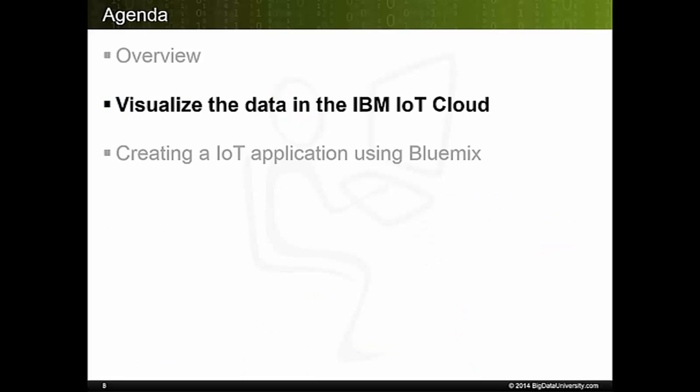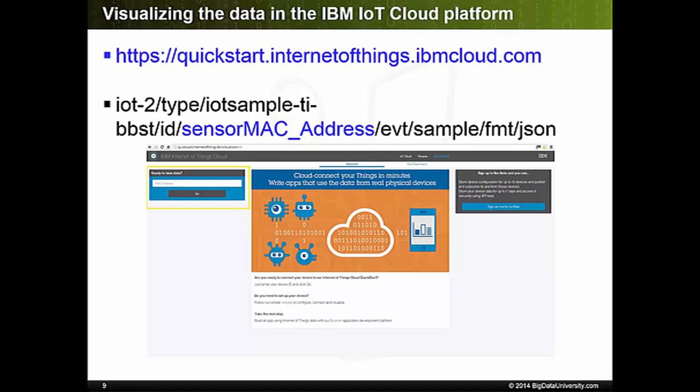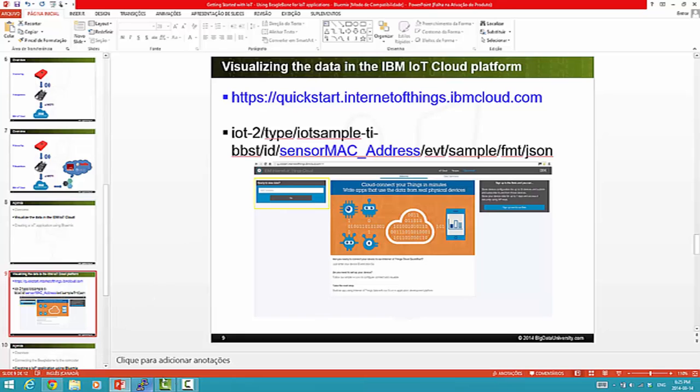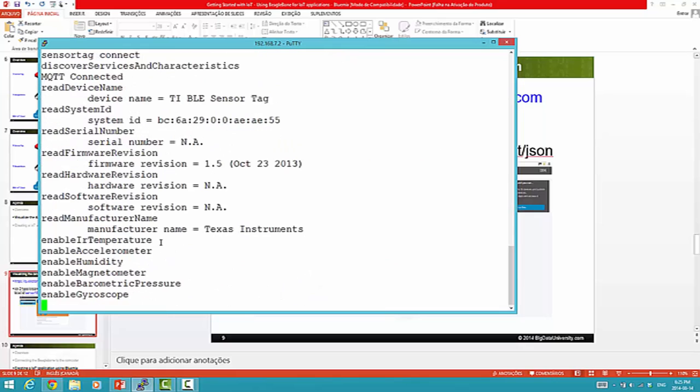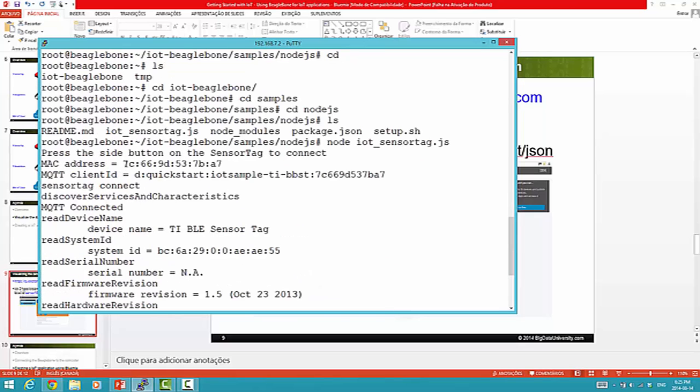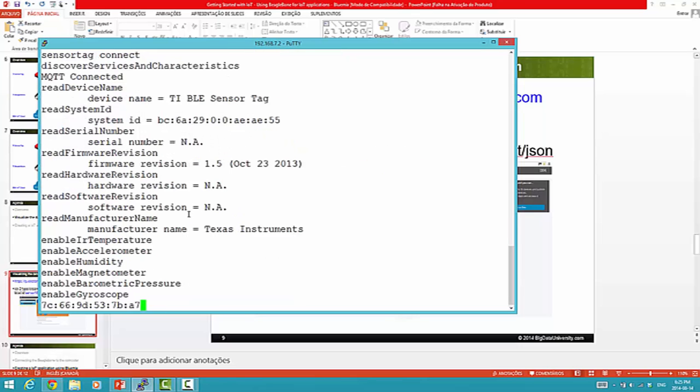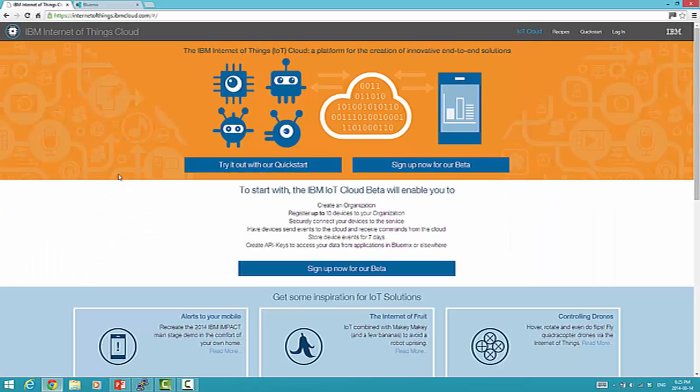So now, let's make sure that we are visualizing the data in the IBM IoT Cloud. We should go to the quick start of the iotthings.ibmcloud.com website, and we should pass the MAC address of the TI Sensortag. You can get it in the PuTTY prompt here. It's the MAC address of my TI Sensortag. I copy that, and now let's go to the IBM IoT Cloud website.